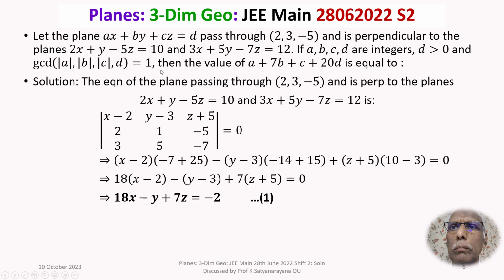When you do that, you will get the values of a, b, c, d. Then you find a plus 7b plus c plus 20d. What is the value of that? We do it in the next slide.